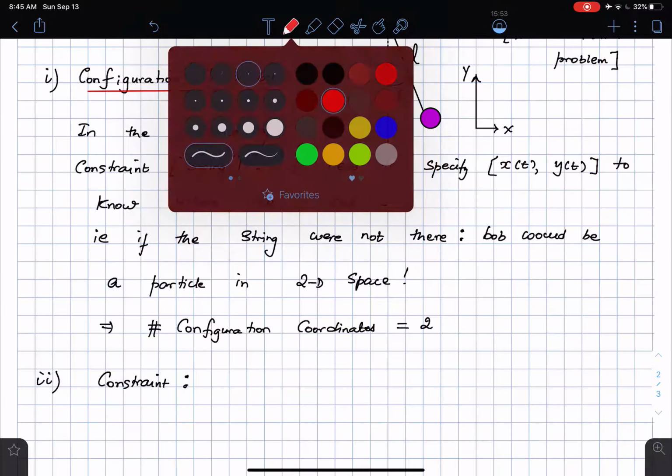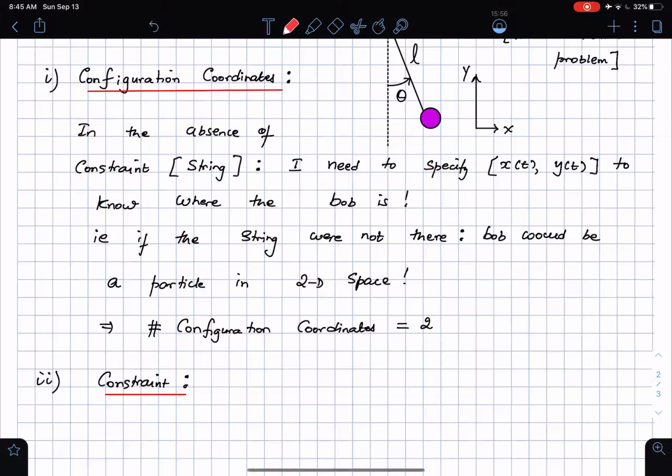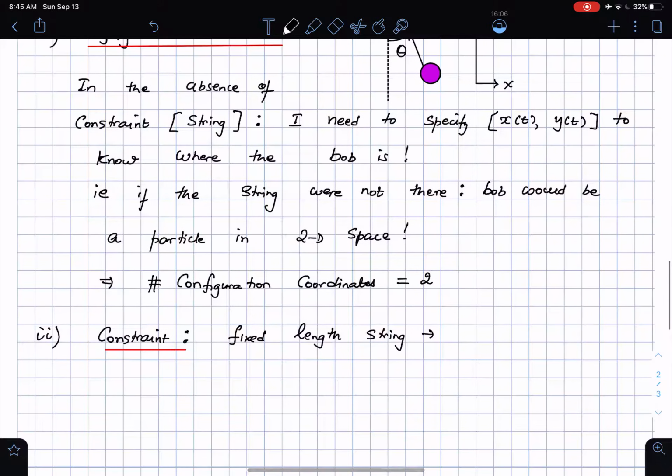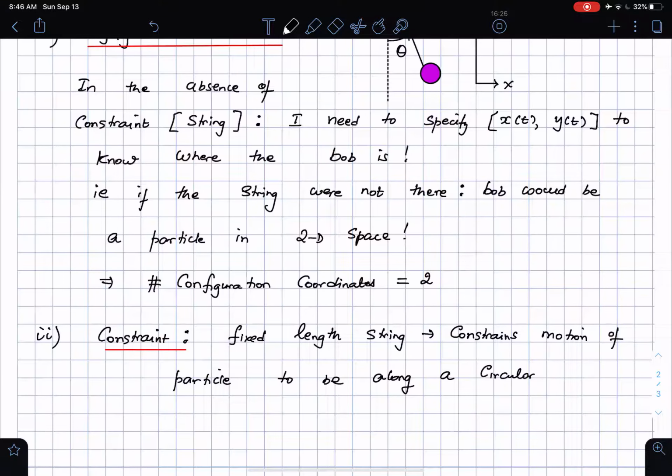Then immediately, what about the constraint? The constraint is the string of the pendulum, right? The string is of a fixed length. So a fixed length string prevents the particle from doing whatever it wants to do. So the constraint restricts the motion of the particle to be along a circular path of a constant radius.